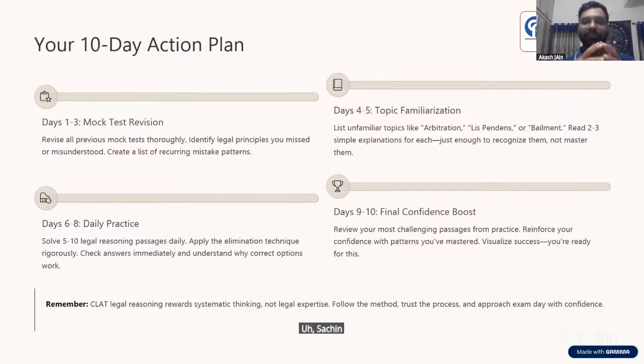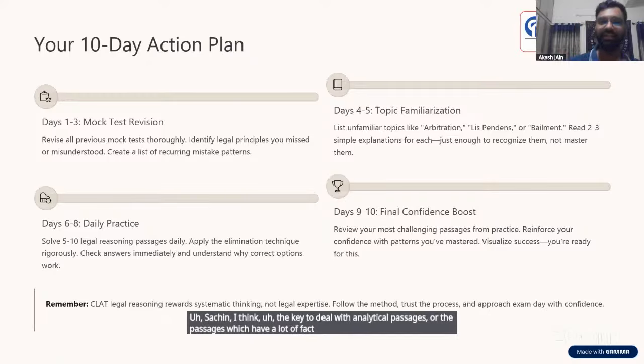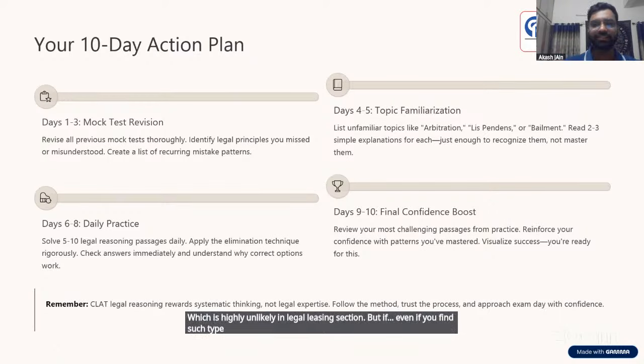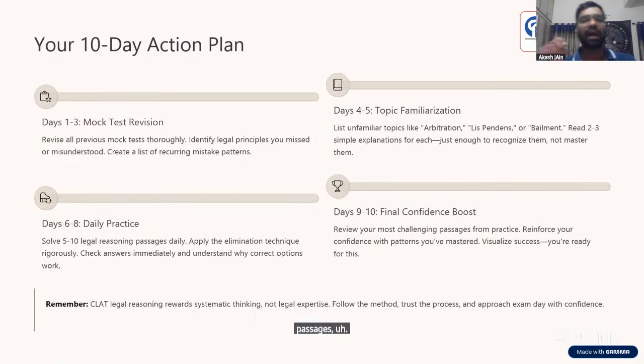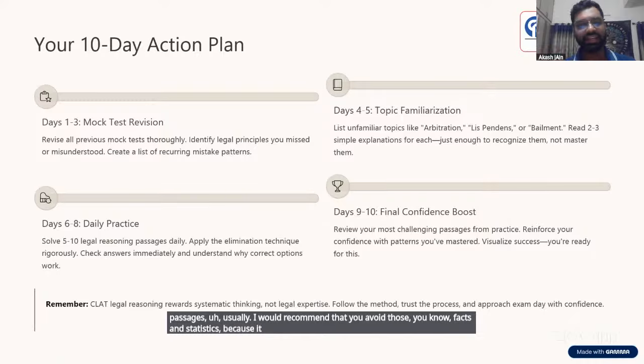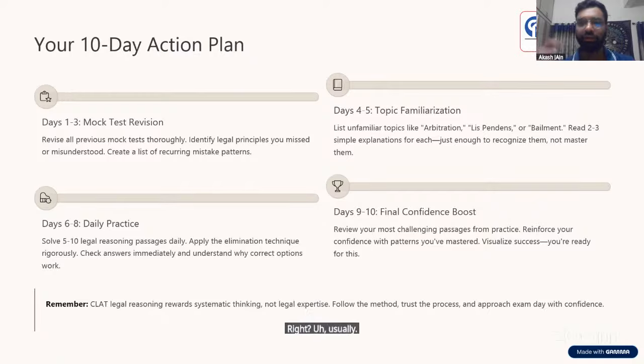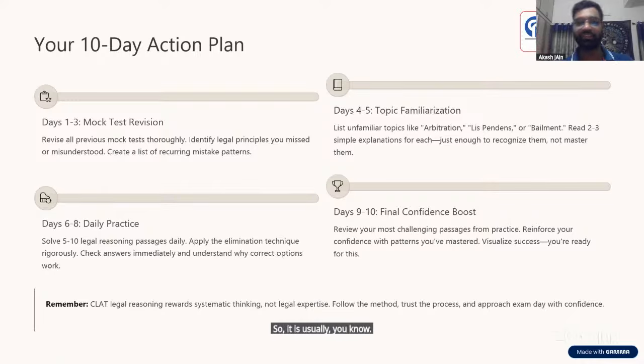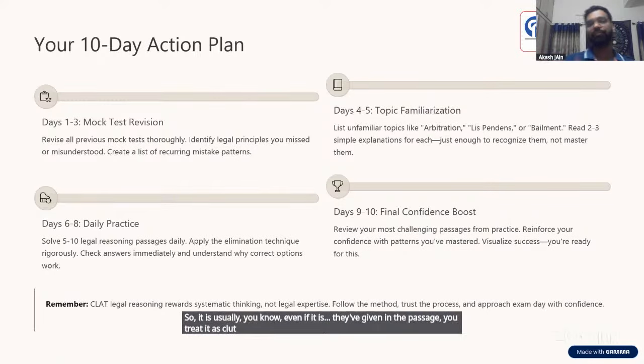Sachin, I think the key to dealing with analytical passages, or passages which have a lot of factual and statistical data, which is highly unlikely in the legal reasoning section, is this. Even if you find such passages, I would recommend that you avoid those facts and statistics, because it is highly unlikely that a question will be asked from that. Usually in the legal reasoning section, they'll not ask questions based on statistical or factual data. So even if it is given in the passage, you would treat it as clutter and pay much less attention to it than to other parts of the passage.